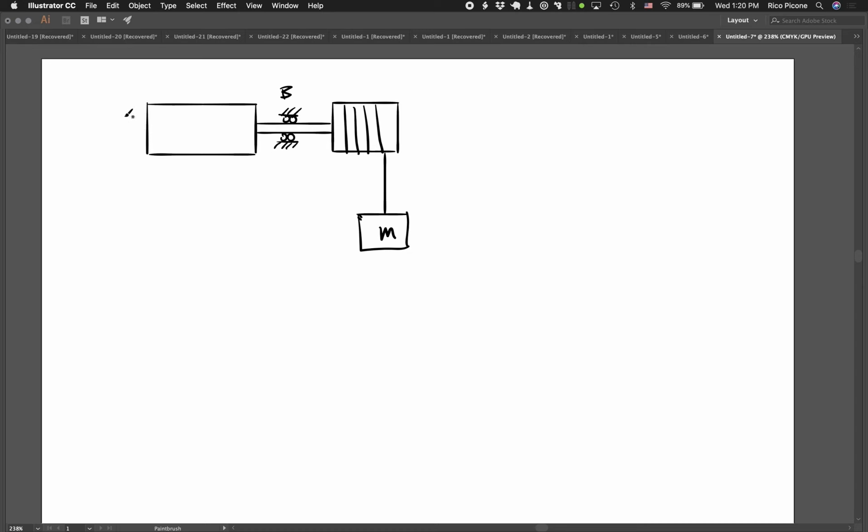Let's actually model it all the way back to the electronic system, which say is being driven by some voltage source and some motor. It's turning this spool, and so this is pretty much your standard winch.